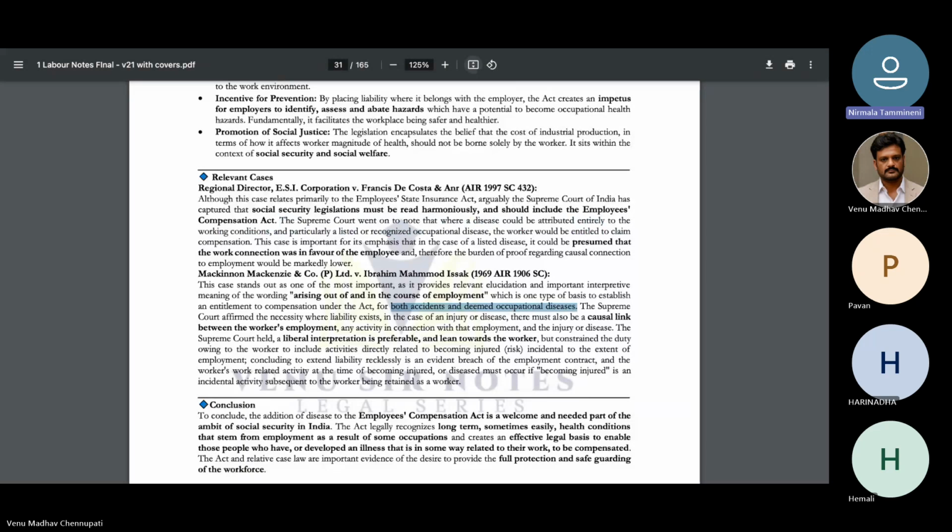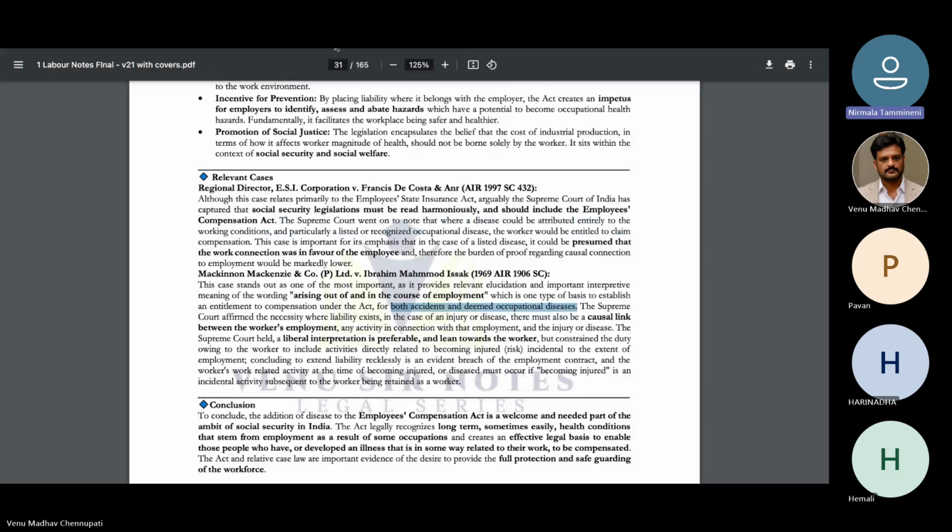Concluding to extend liability recklessly is an evident breach of employment contract, and the worker's work-related activity at the time of becoming injured or deceased must occur if becoming injured is an incidental activity. Oh God, this is such a compound sentence. I think we need to break it. I think you have written the Supreme Court language verbatim.